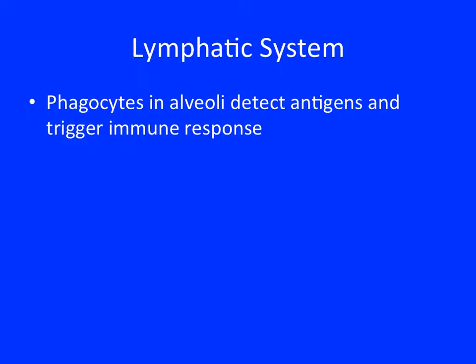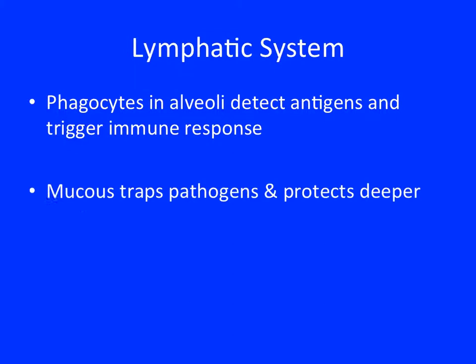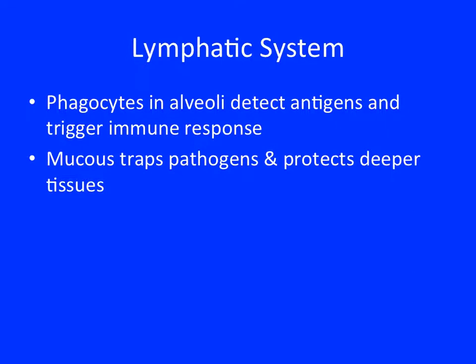With the lymphatic system, in the alveoli, we actually have immune cells that are called phagocytes, and they help to detect antigens and trigger the immune response. Our alveoli actually get exposed to a lot of different pathogens, and so this actually is very helpful for us. In addition, the mucus that lines the respiratory system actually helps to trap the pathogens and prevent them from reaching our deeper tissues, reducing the risk of infection.